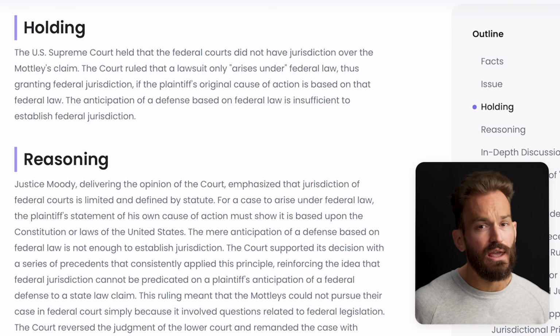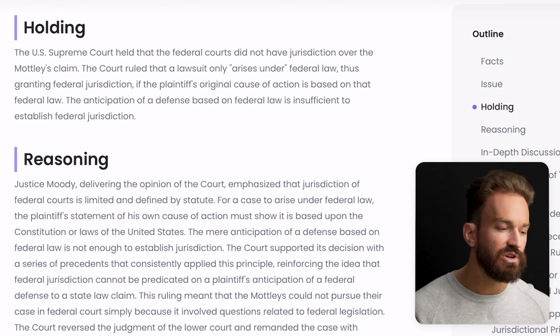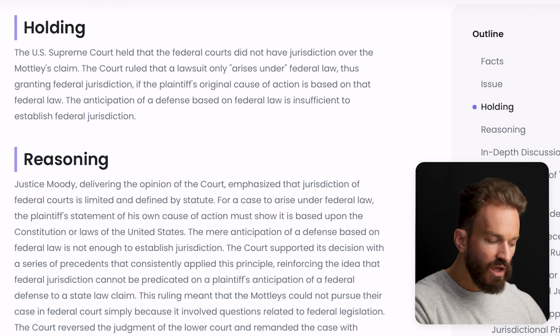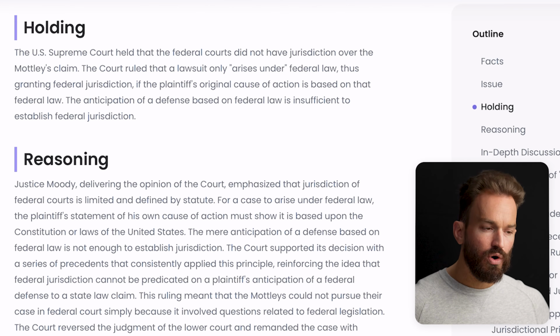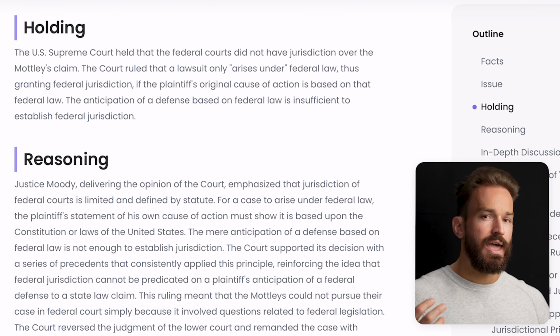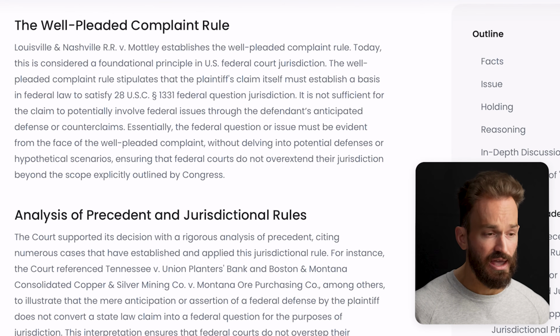There's this ancillary issue of a federal law that the Motleys are anticipating. The Motleys are anticipating that the railroad company is going to point to this federal law and use that as a defense. But that's not the question. The question the court is saying here is whether the lawsuit arises under federal law. And we get from this decision what we now call the well-pleaded complaint rule.